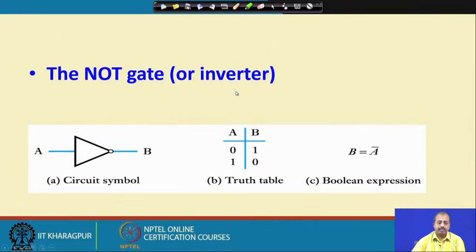Another fundamental gate is the NOT gate or the inverter. Its symbol is a triangle, and on top of that there is a bubble. This is a single input; a NOT gate cannot have more than one input. It has a single input and a single output. As the name suggests, the output is the invert of the input. In terms of truth table, whenever A is 0, B is equal to 1, and whenever A is 1, B is equal to 0. In terms of Boolean expression, it is written as B equal to A bar, where A bar is the complement of A. So, that is the NOT gate.